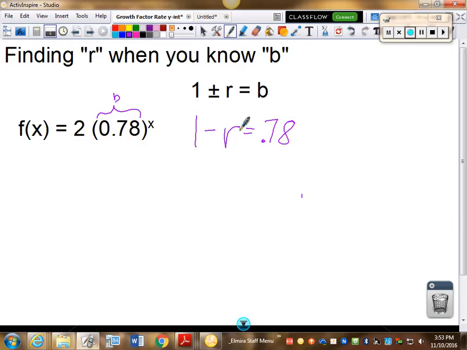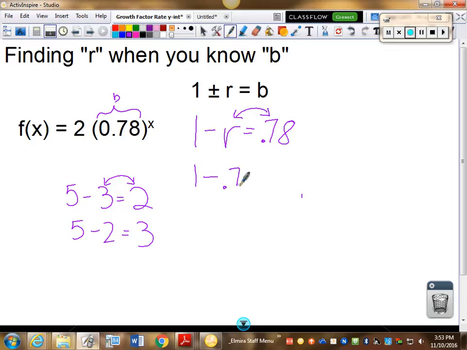The easiest way to figure that out is, I think we can all agree that 5 take away 3 equals 2. But I could switch these and it would still be true: 5 take away 2 equals 3. So 1 take away R equals 0.78, but I can switch these and say 1 take away 0.78 equals R. So R equals 0.22, which is 22%.